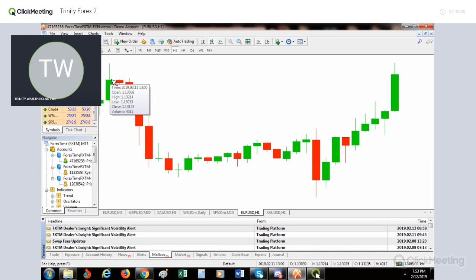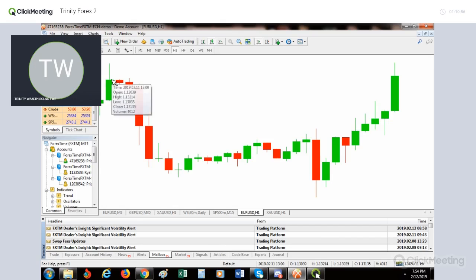So the first green candle on our chart was formed at 1 p.m. The opening price was 1.13039. The pair is Euro USD, time frame 1 hour, or H1. It opened at 1.13039. Likely the bears tried to fight, and they only moved it by 4 pips to 1.13035. Then the bulls took over.